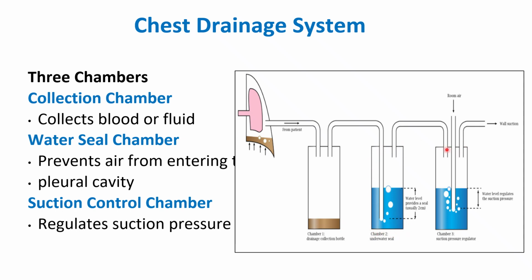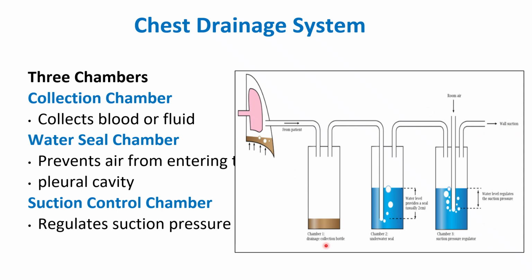The third chamber is the suction control chamber. So one side of the tube will be connected to wall mounted suction. It creates some amount of suction in the drainage system, so that the drainage will be much easier to get collected from the lung to the chamber, that is the collection chamber. Clear? So this is the entire concept of the water seal system.